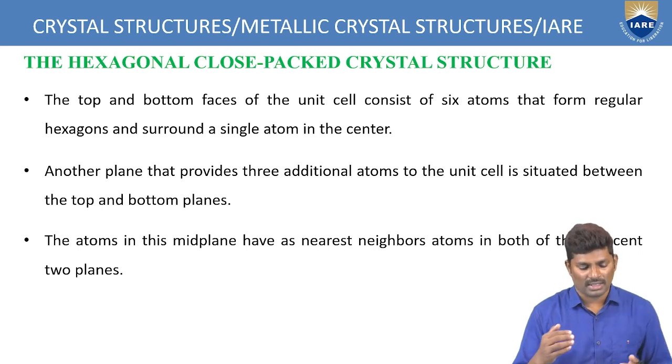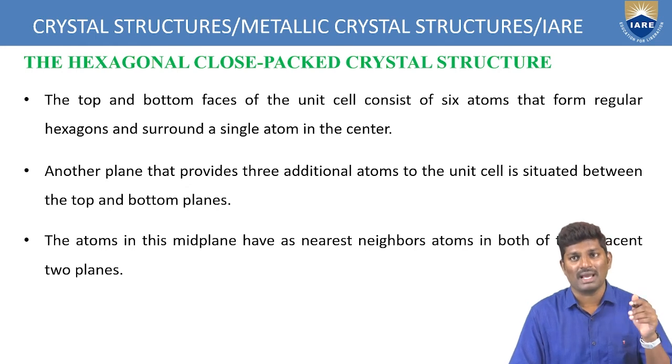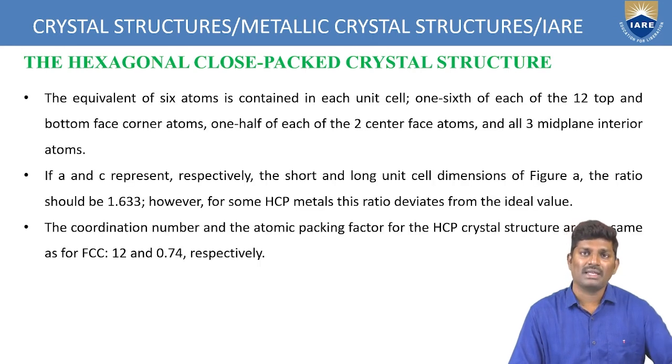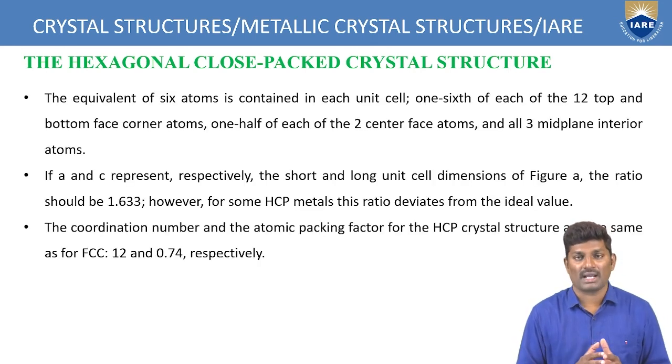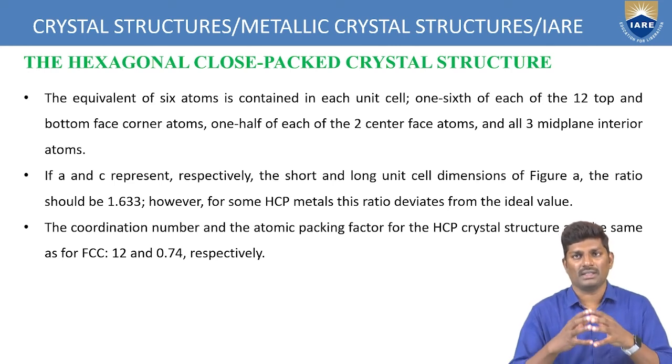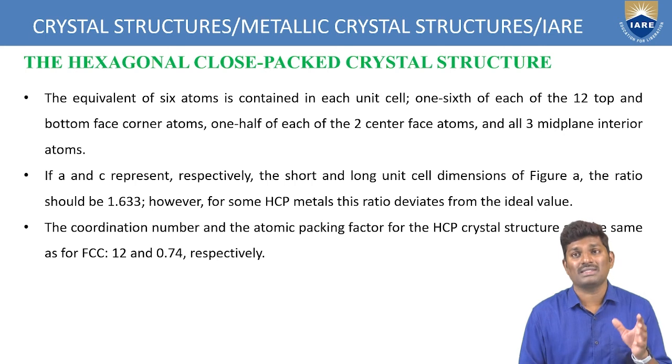And this is again connected to the top and bottom planes. Now these atoms in this mid plane have their nearest neighboring atoms on both of the adjacent planes. Is it not? Now what is happening here? The equivalent of 6 atoms is contained in the unit cell, that is, 1/6 of the atoms, that means 12 top and bottom face corner atoms, and 1 each of the 2 center face atoms.